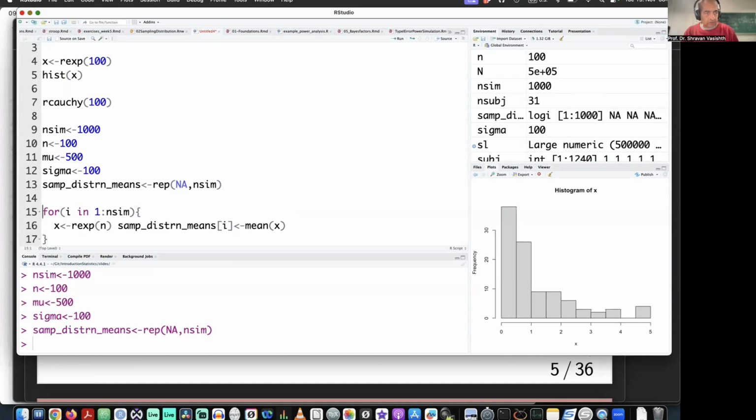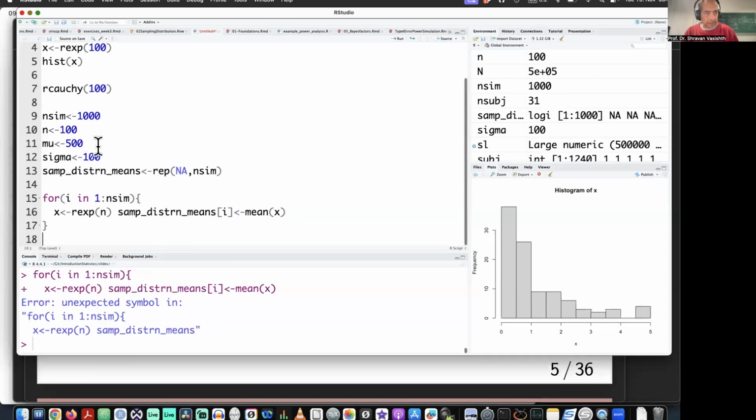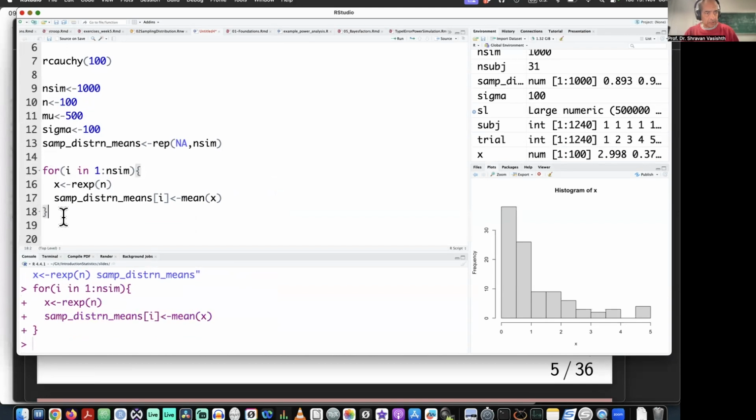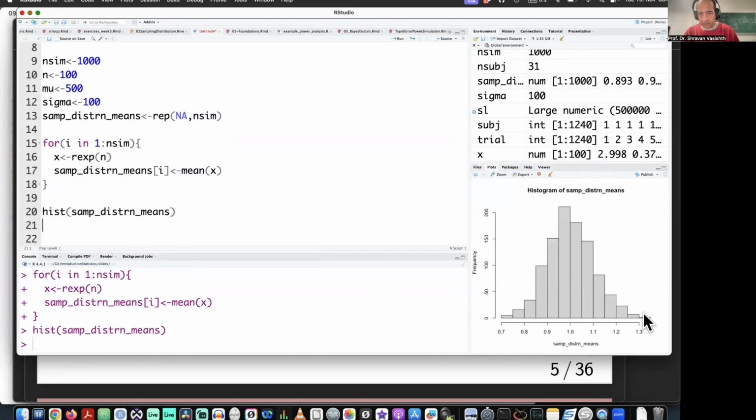Right now I'm taking samples of size 100. You see that here, right? Size 100. Once I do this and I plot the histogram of the sampling distribution of the means, you'll see that it's roughly normally distributed, right?